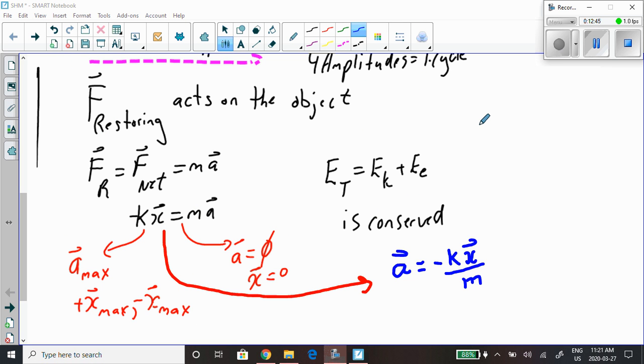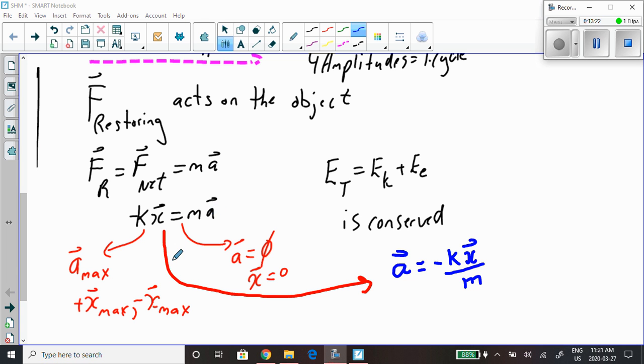All right, well, let's continue here. We know that the mass at the end of the spring is experiencing a restoring force. We know that from the work done by Hooke, and the restoring force is linear and it acts on the object. There's no friction, so what we can say is that the restoring force is equal to the net force. There's no other force acting on it. And of course, we know that F net equals ma. Well, the restoring force from the equation we learned the other day is negative kx is equal to ma.